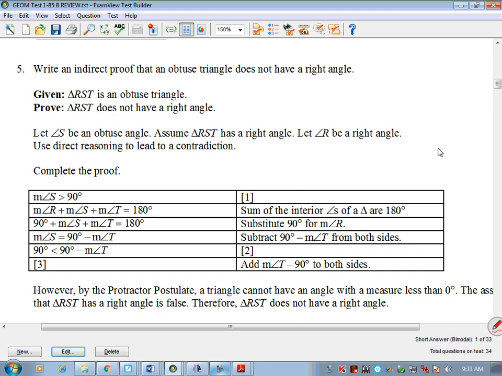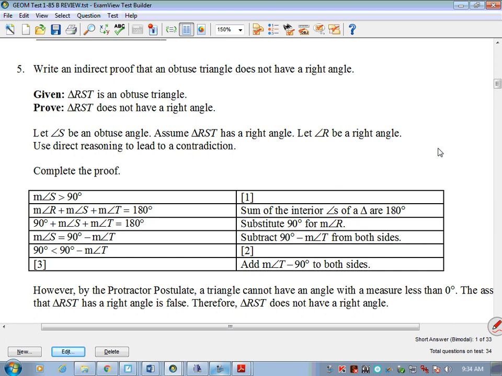So let's say an obtuse angle was 91 degrees. What's 90 plus 91? 181 degrees. Is that greater than 180 degrees? Yeah, so by definition, can I have an obtuse angle and a right angle in the same triangle? No, and that doesn't even give me a third angle, right?